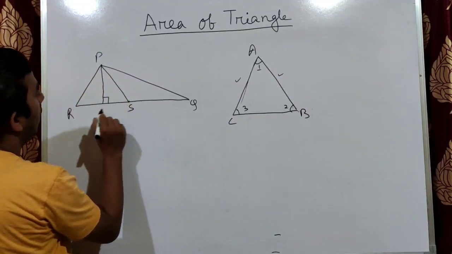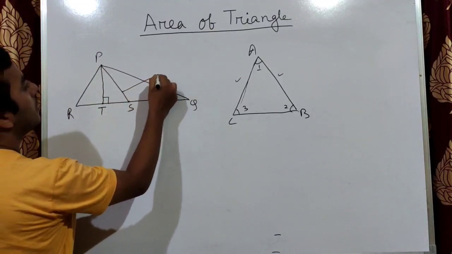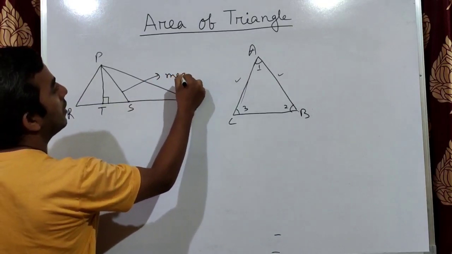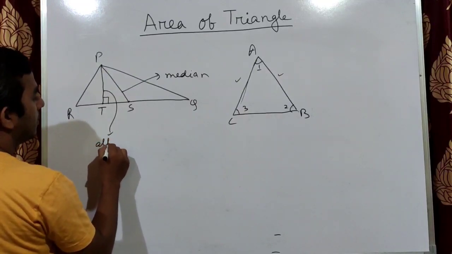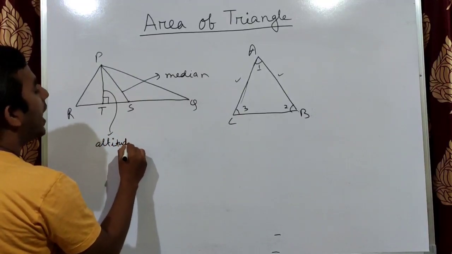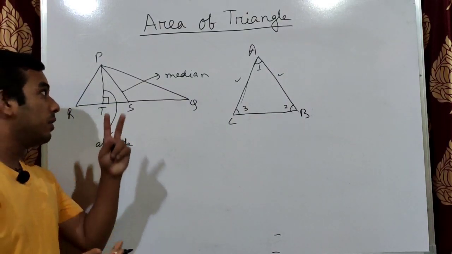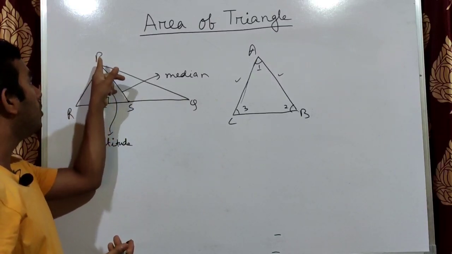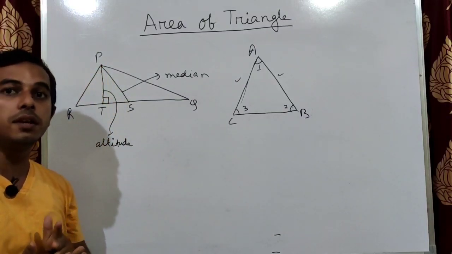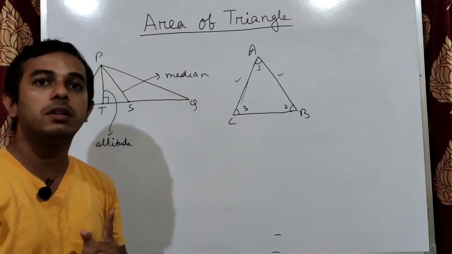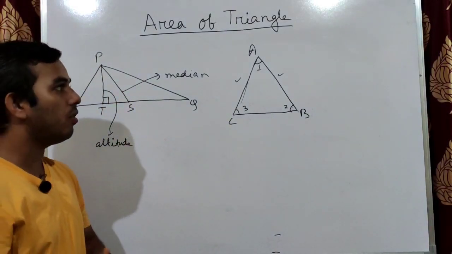So P, Q, R, S, T. Let us consider this point as T. Now here this is the median, and this is the altitude. Clear? Altitude, or height, we can say. Up to this, clear? Similarly, we have drawn one altitude and one median from a vertex, right? There are three vertices, so in total we can draw 3 altitudes and 3 medians in a triangle.